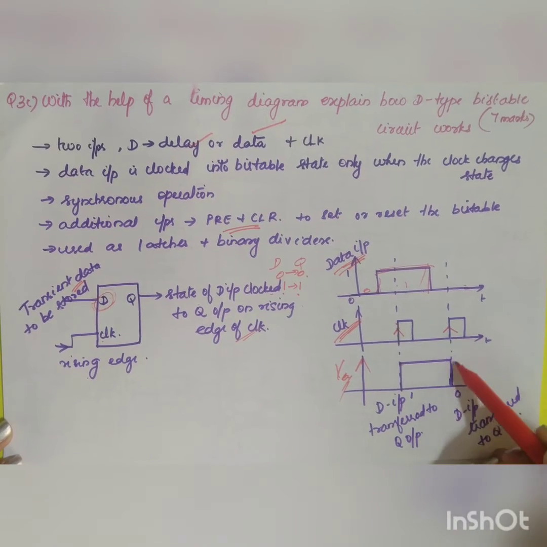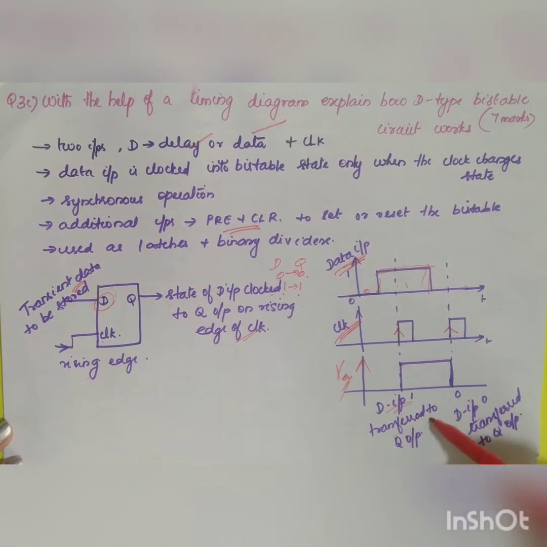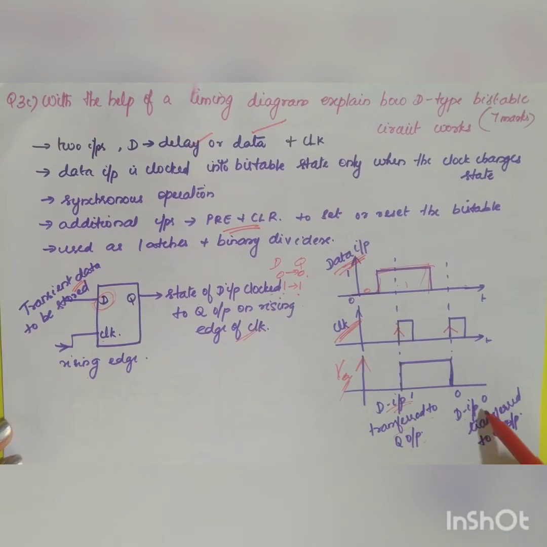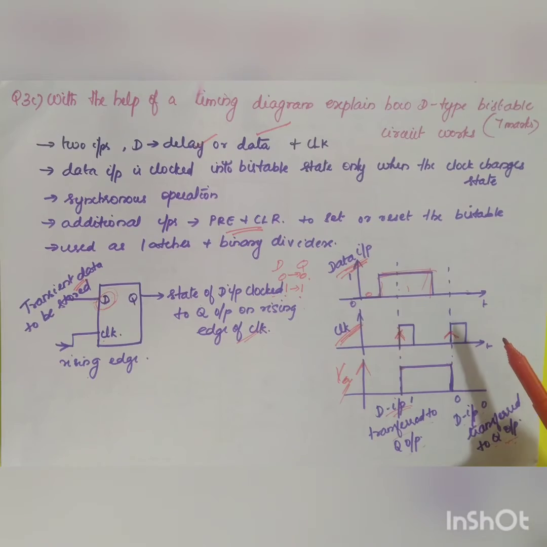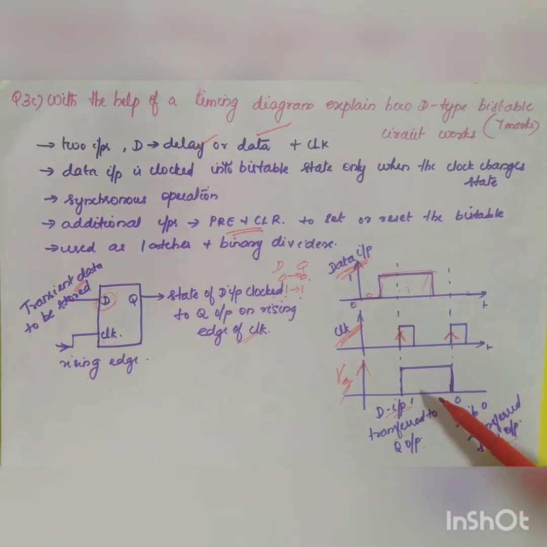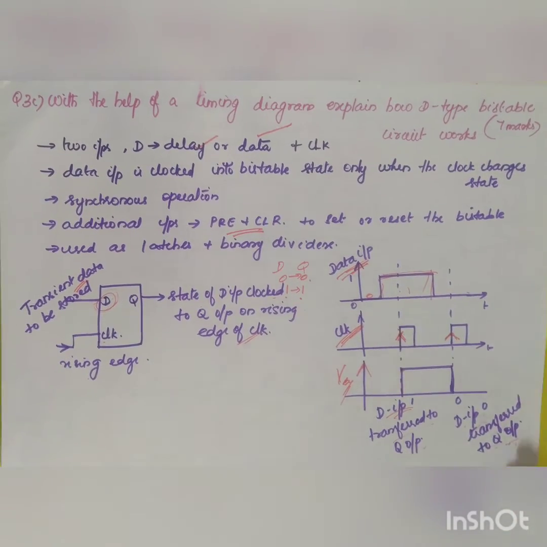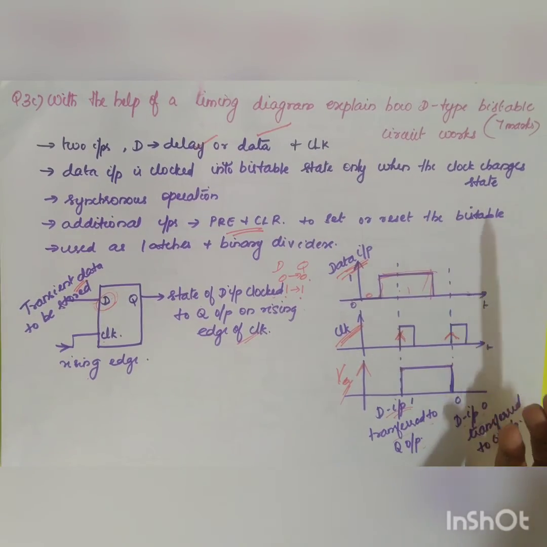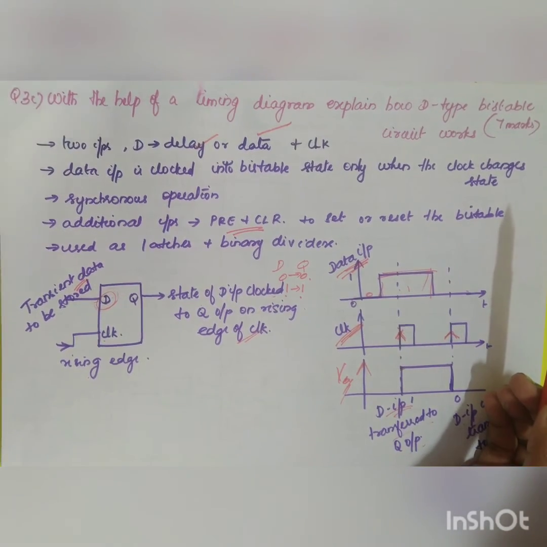Similarly, here data input 1 is transferred to the Q output. Data input 0 is transferred to the Q output. So only during the rising edge of the clock you will have the data transferred to the output. That is the specialty of your D flip flop. So you can write it elaborately for your 7 marks question.